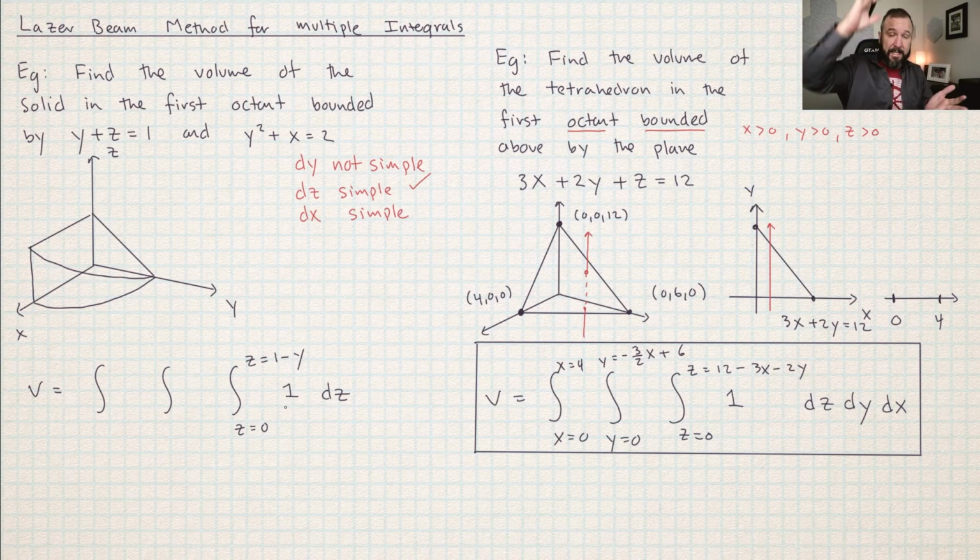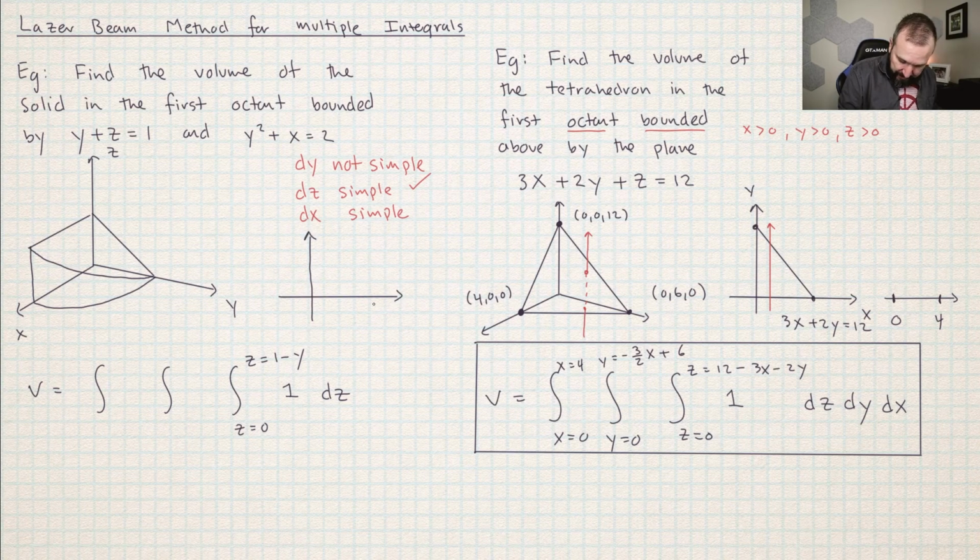Now that we've done that, I can smash the whole thing down, and now I will just have a region. Since I've deleted z, I will now have a region in the xy plane. If you smash the whole thing down, you're just going to get this parabola right here. Now we just repeat this process for this one.